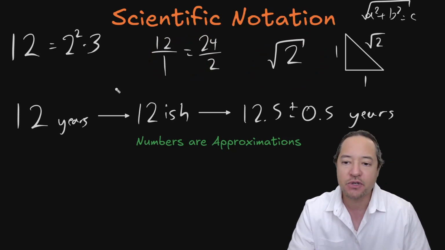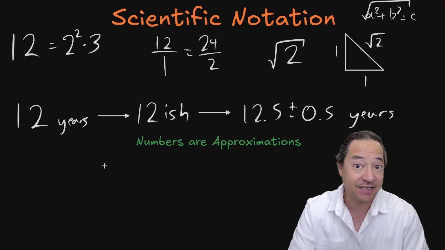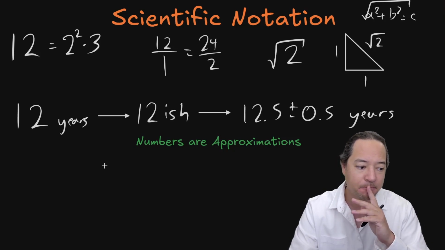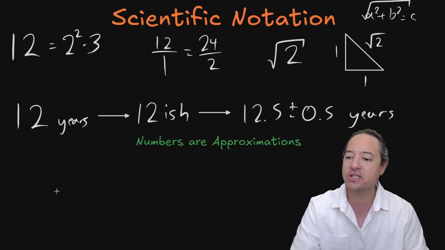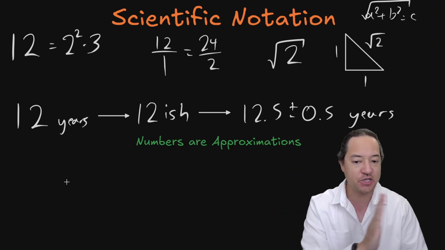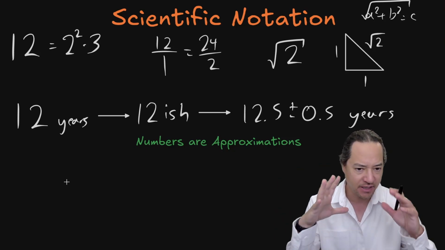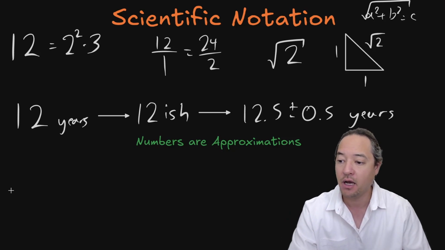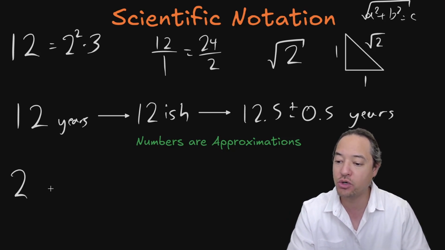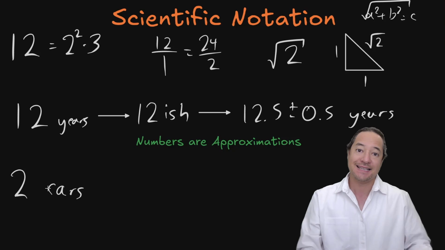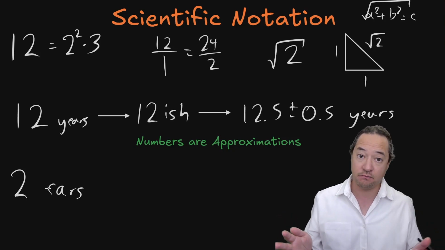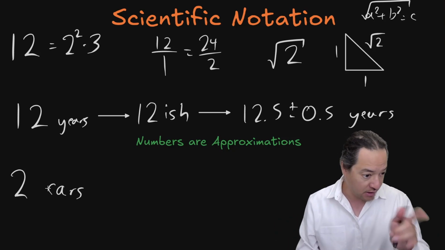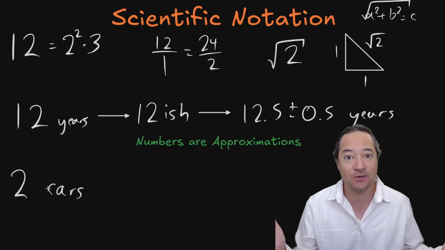Even some other numbers that you might think are exact in the real world turn out not to be exactly exact. Like, for example, countable objects are usually seen as having an exact number. Like, how many cars does your family have? Let's say your family has 2 cars, okay? Seems like an exact number, right? You open the door, go outside, there's 1 car, there's 2 cars, that's it, right?